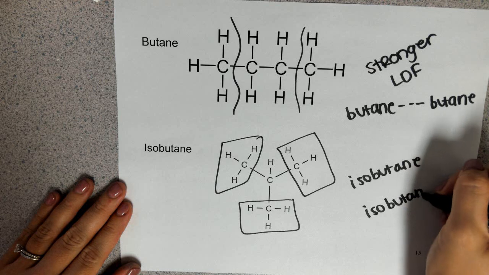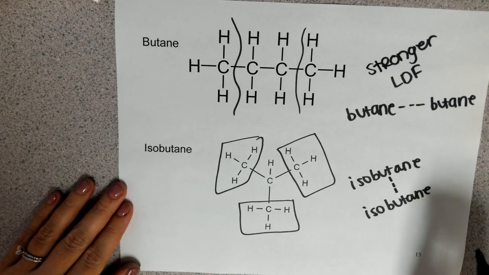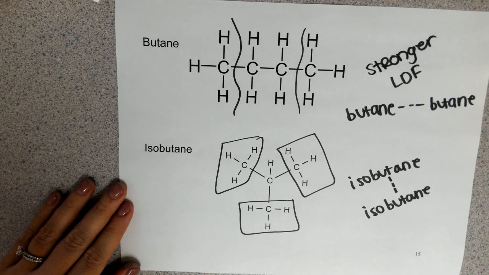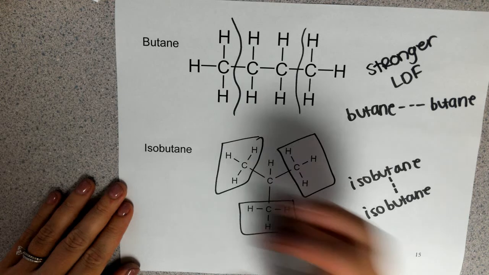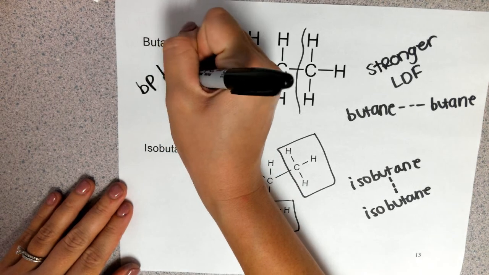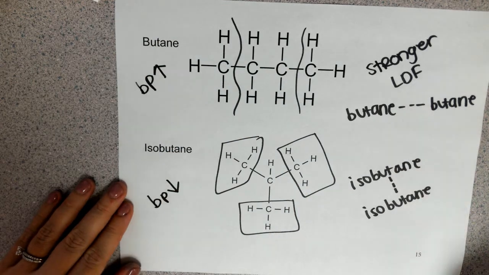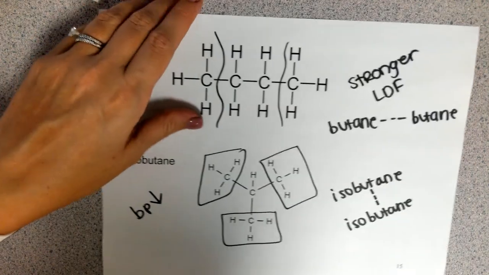These forces don't exist inside the butane and the isobutane. They are between molecules of it. And so butane has a stronger London dispersion force. So what does that mean? The boiling point of butane is going to be greater than the boiling point of isobutane because it's got stronger dispersion forces, because it's a longer and thinner molecule.